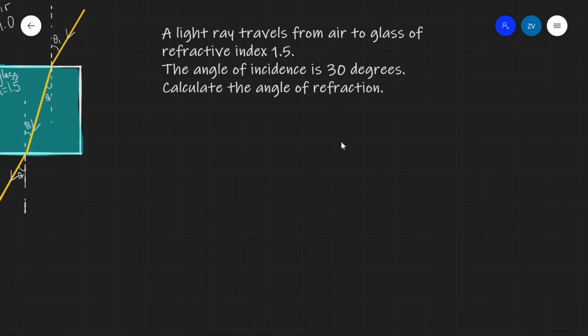So how much does a light ray actually bend towards the normal by? By what angle? How could we determine this angle? The way we're going to calculate this is using Snell's law.